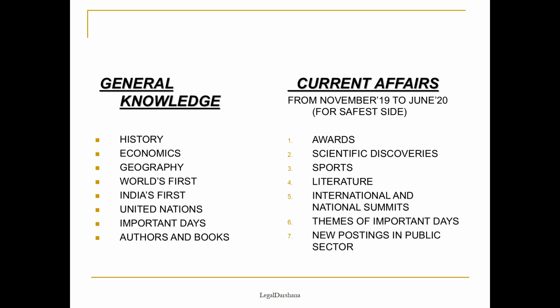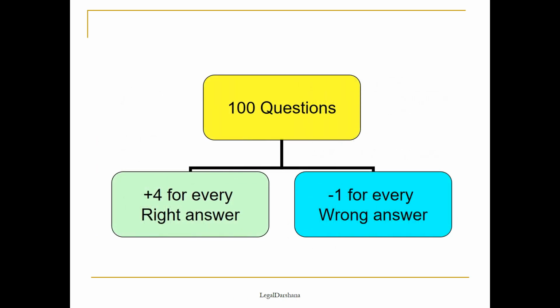Second is total number of seats, 2922 seats, which are further bifurcated into different categories. We have general category, OBC, SC, and so on. So we have 100 questions. For every right answer we will be awarded plus 4, and there will be minus 1 for every wrong answer. It means 0.25 negative.